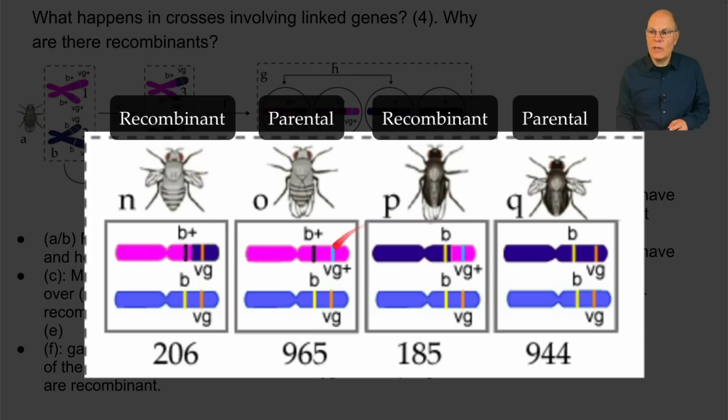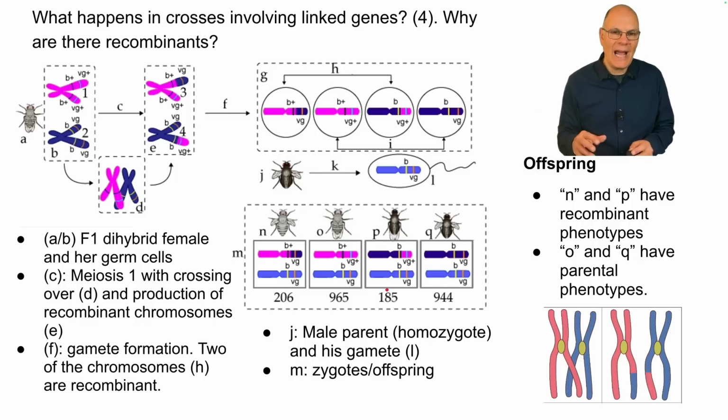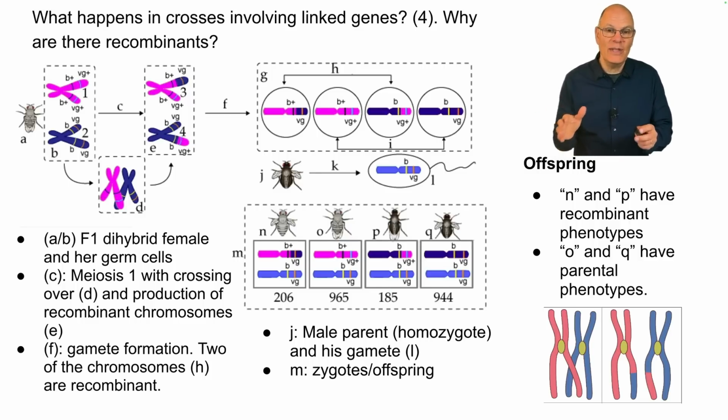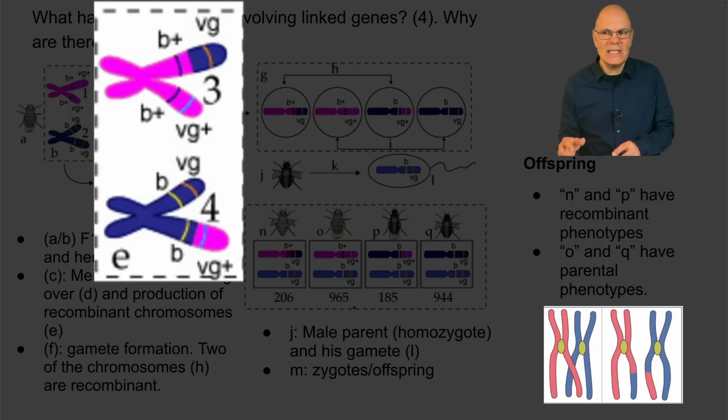Why are there so many more parentals than recombinant phenotypes? It's because crossing over happens, but it happens at a rate that's dependent on the distance of these alleles on the chromosome. And so the closer 2 alleles are, the less they'll tend to cross over. And this frequency, which is, I believe, 17%, represents the distance between the B allele and the VG allele on the fruit fly's chromosomes.